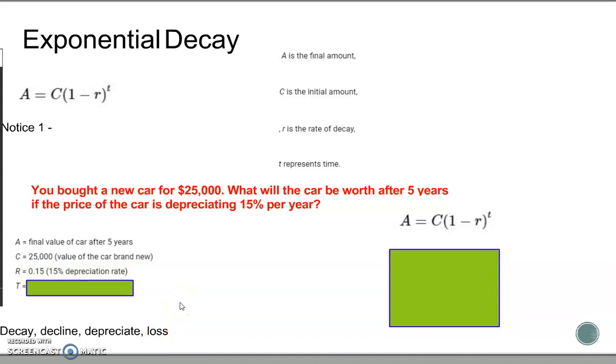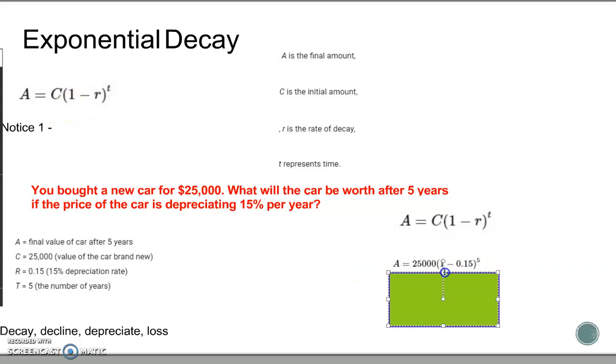R is how much it's depreciating. Again, you have to take that 15%, turn it into a decimal. So take 15 divided by 100. It'll give you your decimal. And T is how many years. So all you're doing here is plugging it now into the formula. Okay, so we have that.